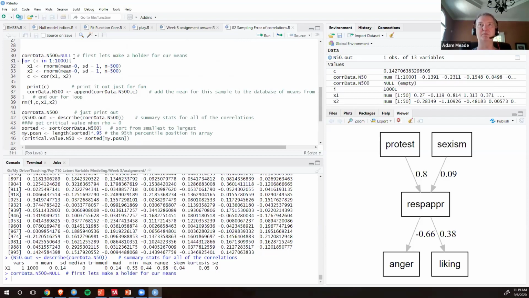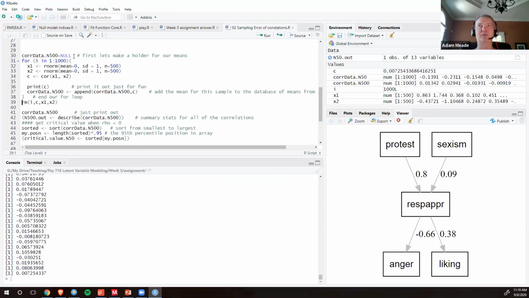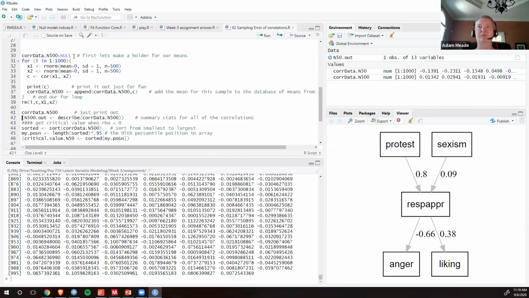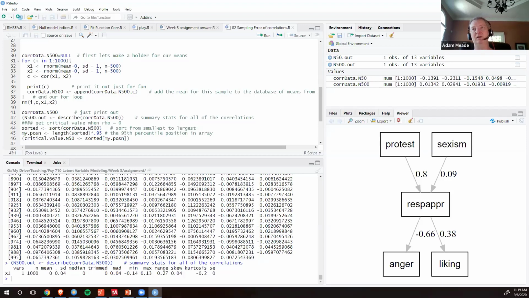Everything else is the same. Just printing out those 1,000 correlations. Right? These are the 1,000 correlations here. And then the key is I'm going to actually do the describe function again. So what happened now? Well, the mean's still 0, which is good. You would hope it would be, right?